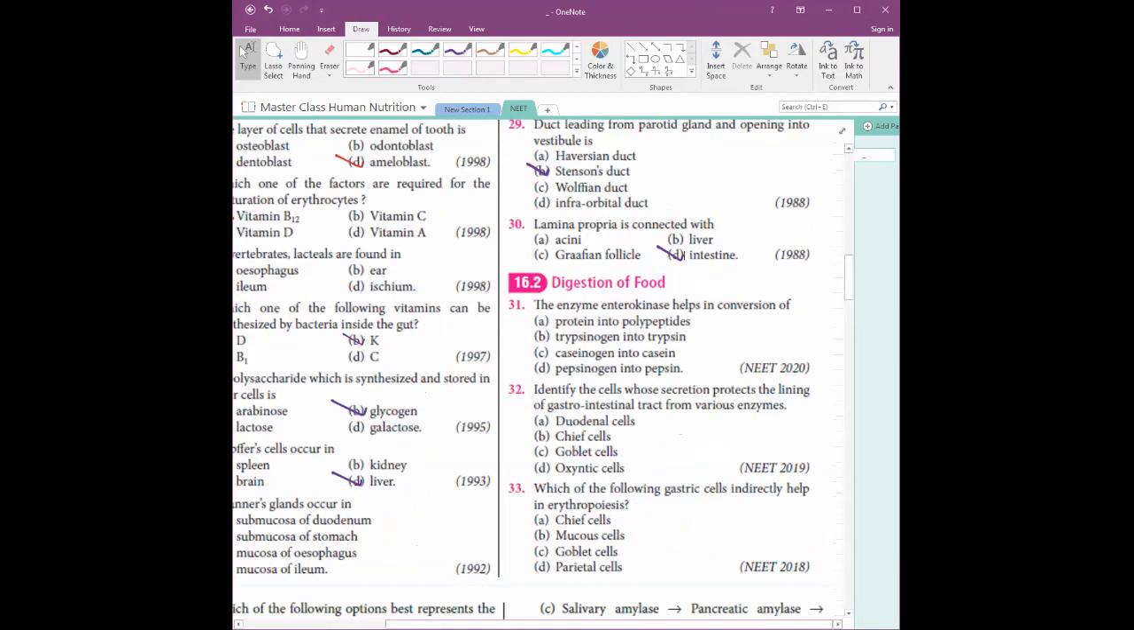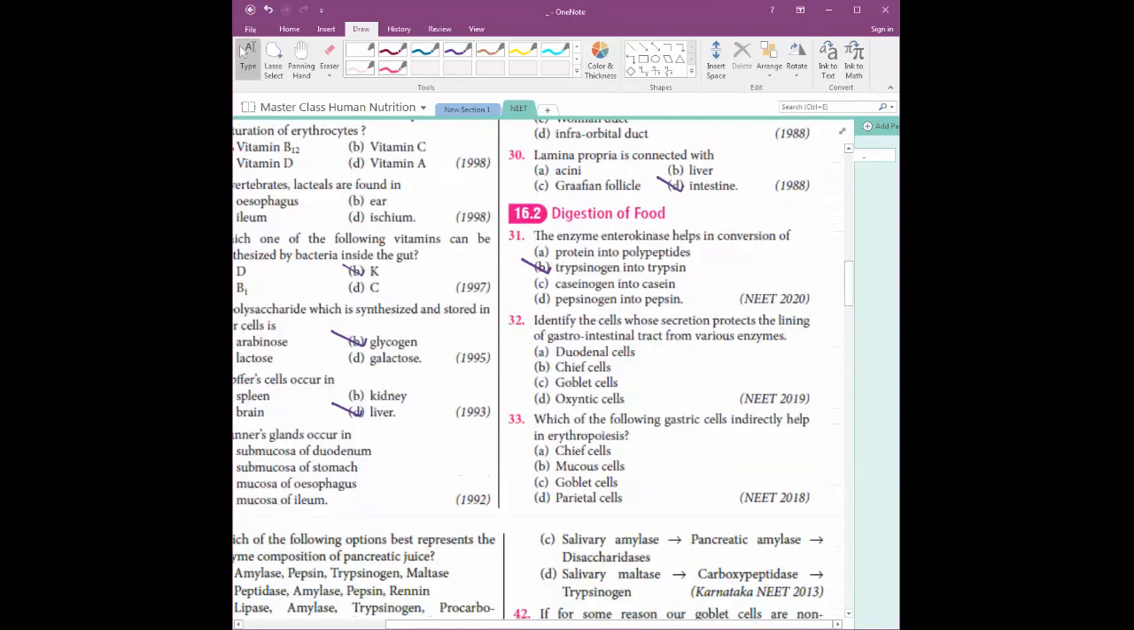Okay, so we have the digestion. Chalo, so next question goes to Tanishka. Tanishka, the enzyme enterokinase helps in the conversion of... Yes, guys, enterokinase. Very nice, very nice. Everybody is giving me the right answer. It is going to help in the conversion of your trypsinogen into trypsin.